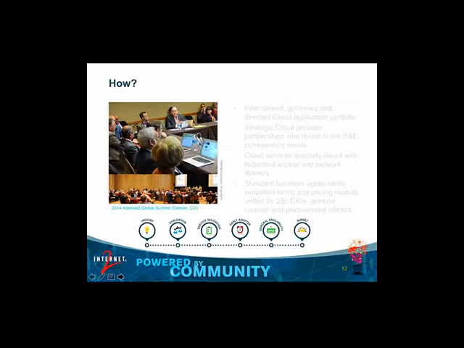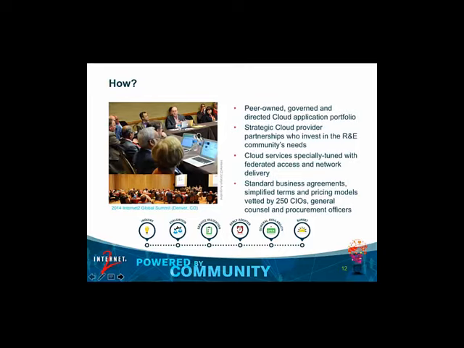So how does NET+ work? It is a peer-owned, governed, and peer-directed cloud service portfolio. The service validation phase is when Internet2 member universities sponsor a service, get together and test the service, and tune the service to the needs of the research and education community. When a service validation is complete, the service is then open for early adopter subscriptions and then ultimately for general availability subscriptions.